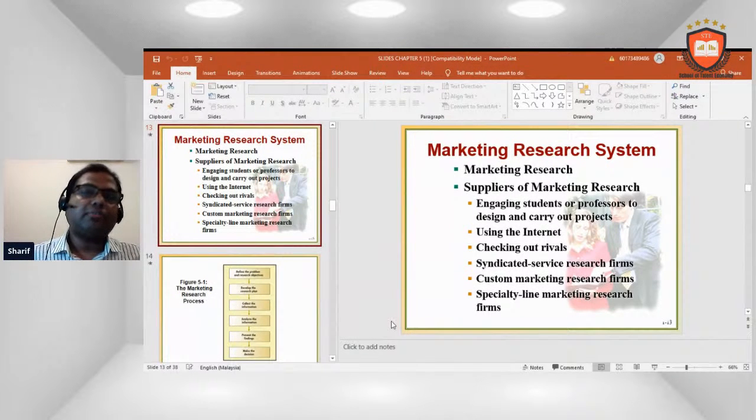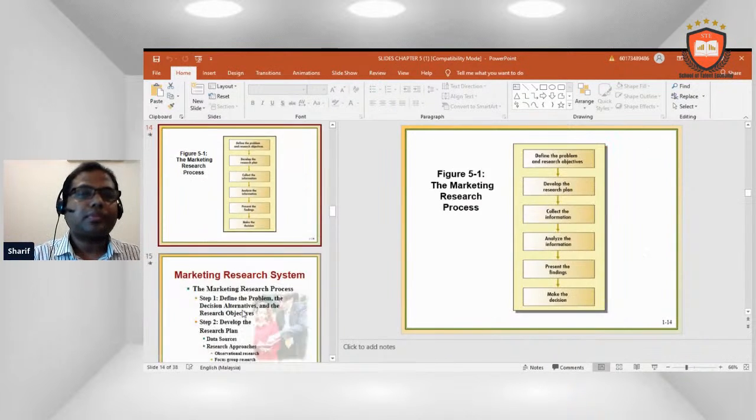Marketing research systems. In the marketing research system, we have suppliers of marketing research: engaging students or professors to design and carry out projects, using the internet, checking out rivals, syndicated service research firms, custom marketing research firms, and specialty line marketing research firms. The marketing research process: define the problem and the research objectives, develop the research plan, collect the information, analyze the information, present the findings, and make the decision.